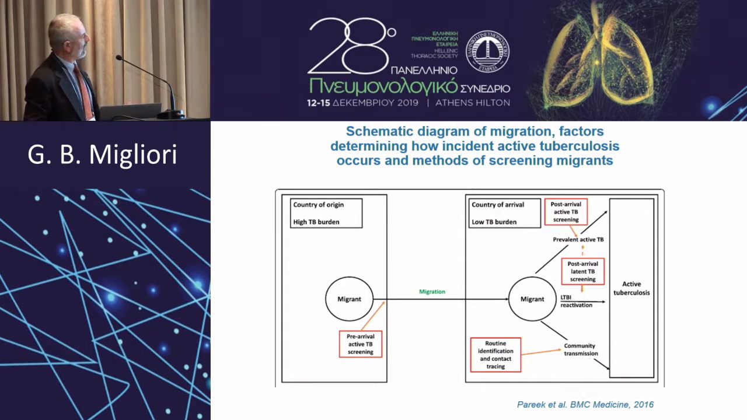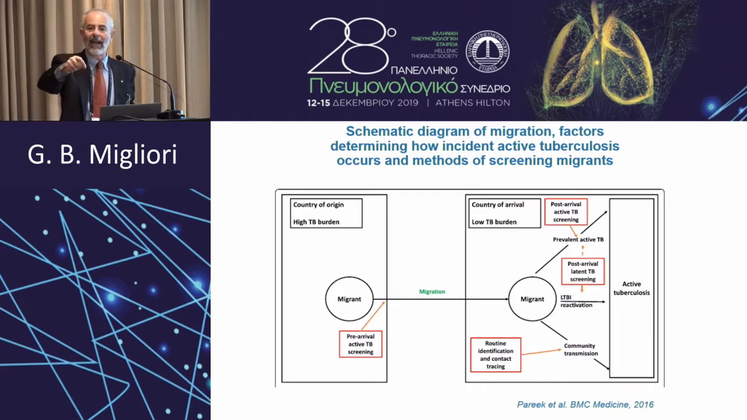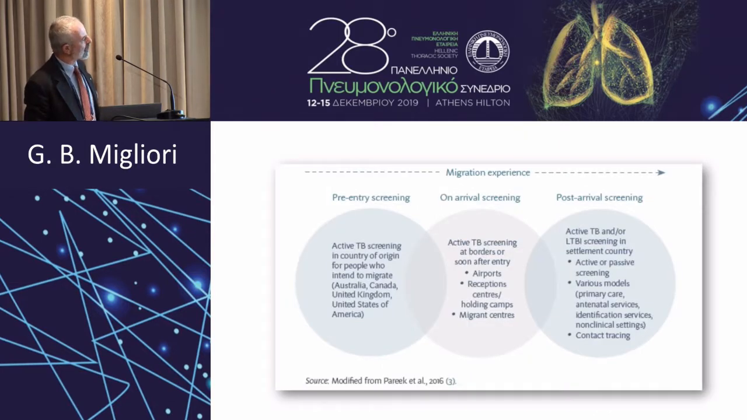Okay, so this is the model. Pre-screening, then migration, post-screening, and then we can screen for TB or for latent infection. And then if there is transmission, if there is a case, then we do contact tracing, and then we activate also this branch. Which are the pros and cons of this? Those are the different places where we can screen on arrival: airports, reception centers, migration centers, etc. And this is what we can do at the level of post-arrival screening. There are so many different things, including contact tracing and active screening, as Katerina has presented before.